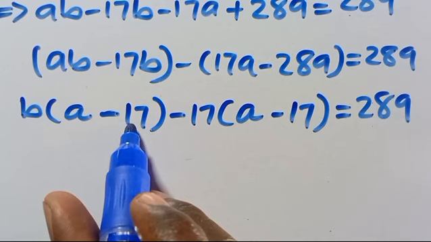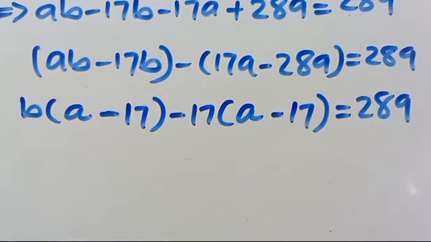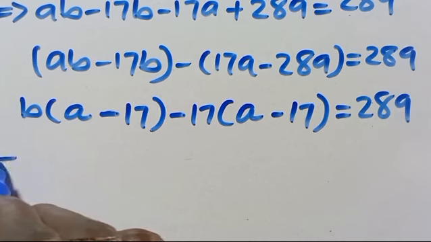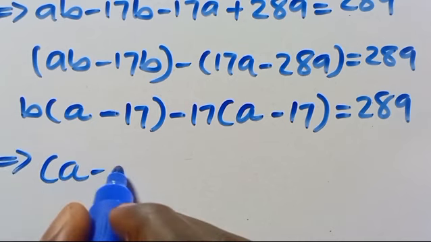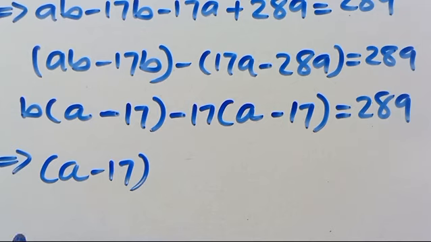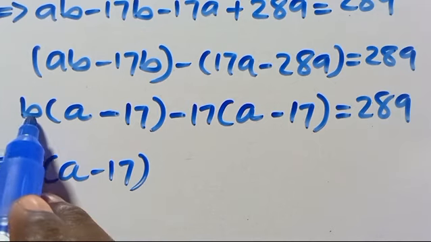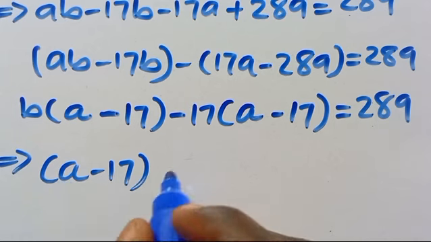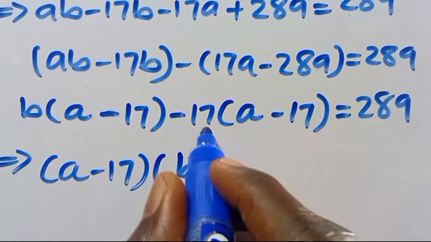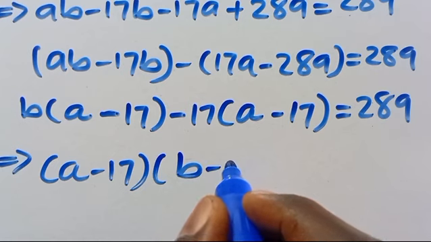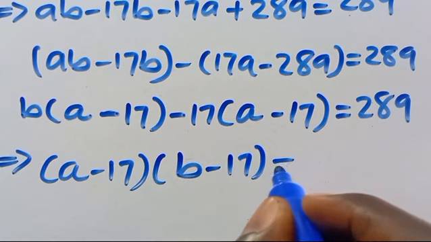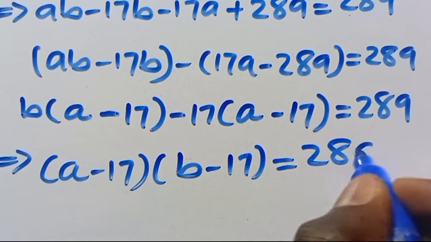a minus 17 is common. We can also factor this out. So this implies we are going to have (a minus 17), then the whole of this term divided by this, we are going to have b. From this side divided by this will be minus 17, equals 289.